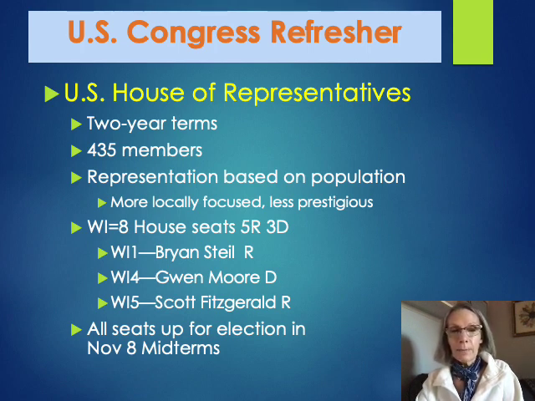These are likely to be your members of Congress depending on where you live. If you live in the Milwaukee area or up in Whitefish Bay along the coast of Lake Michigan, it's likely that your U.S. rep for the House of Representatives is Gwen Moore. She's a Democrat, and she represents the 4th Congressional District of Wisconsin.